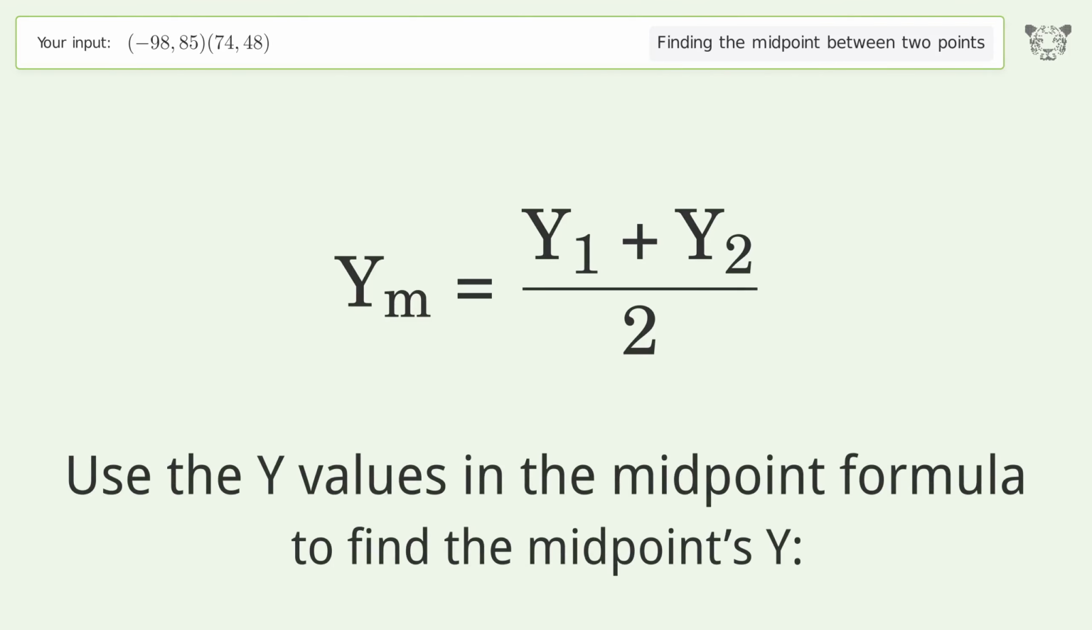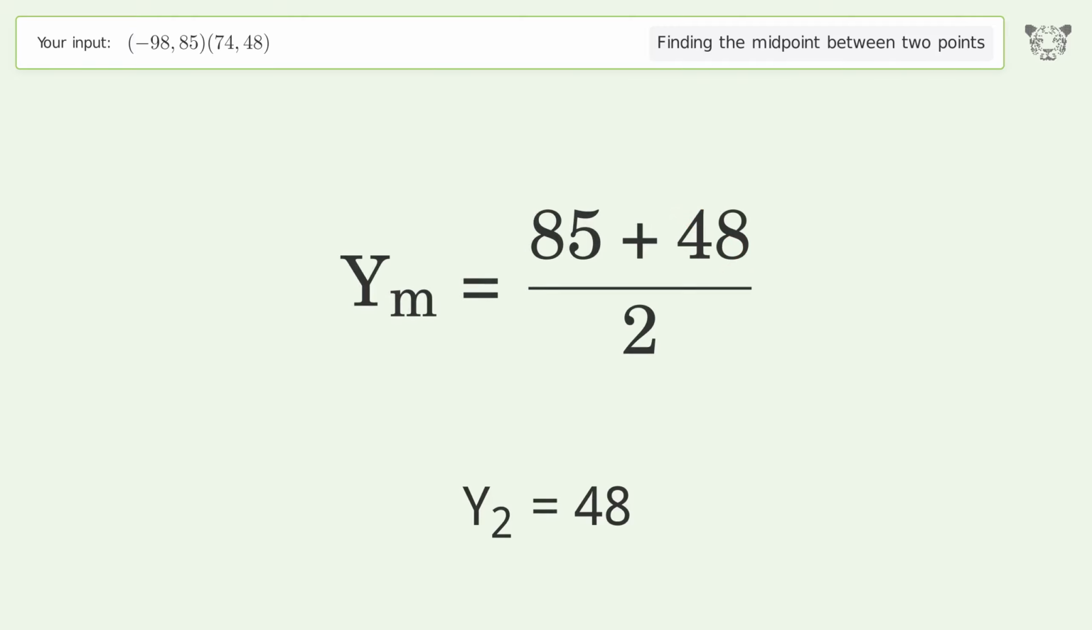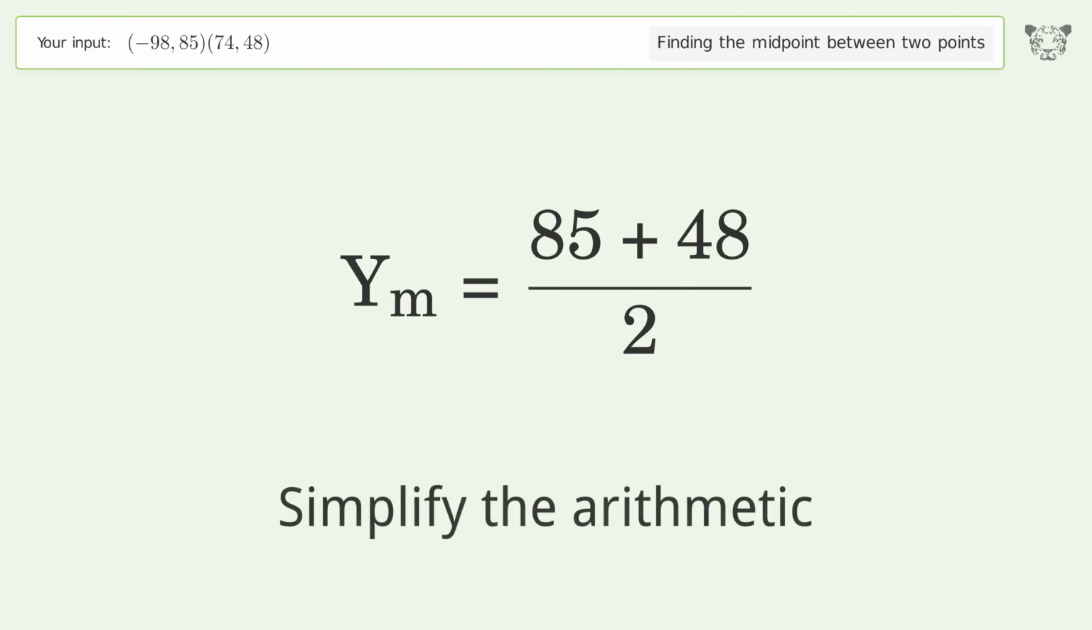Use the y values in the midpoint formula to find the midpoint's y. y1 equals 85. y2 equals 48. Simplify the arithmetic.